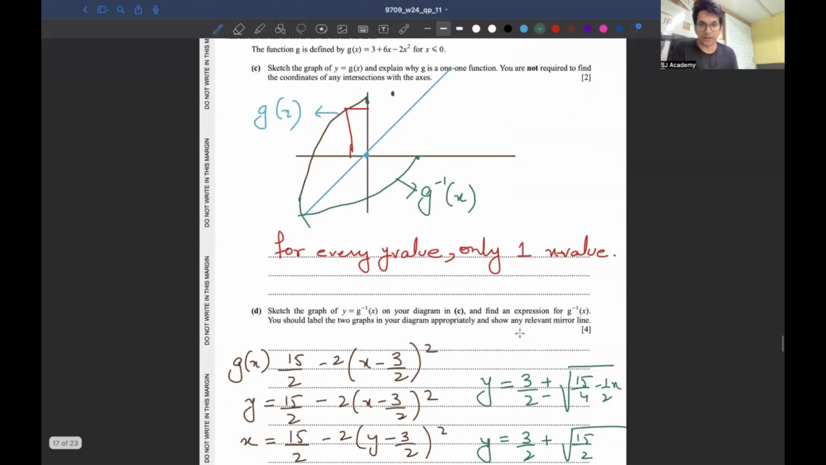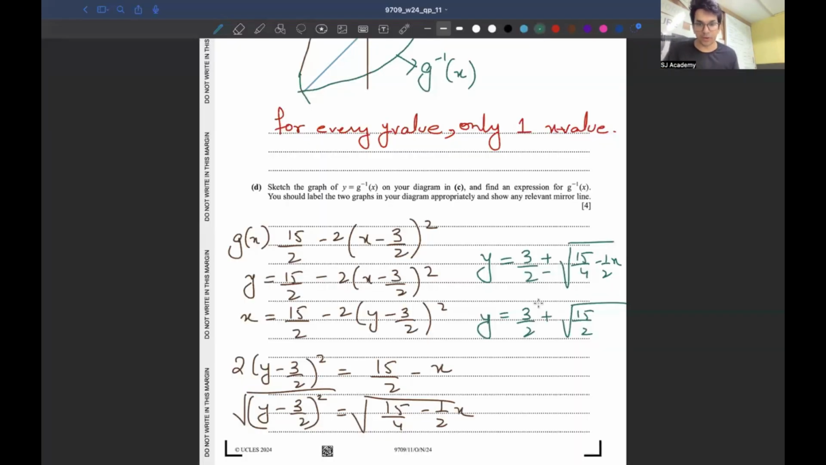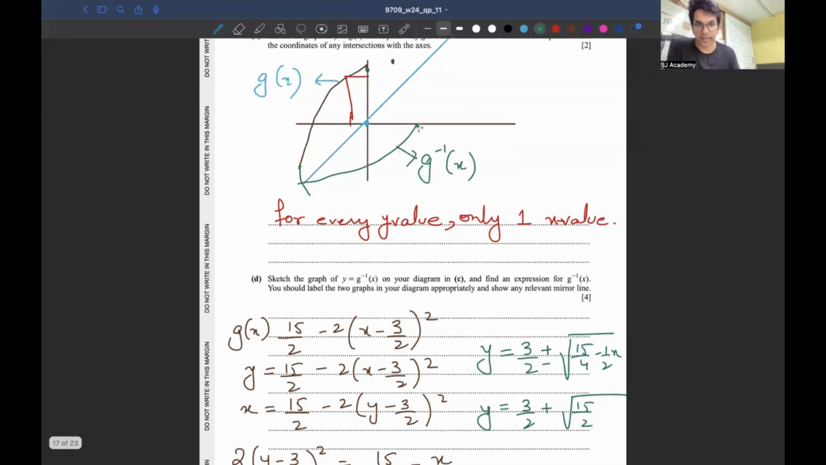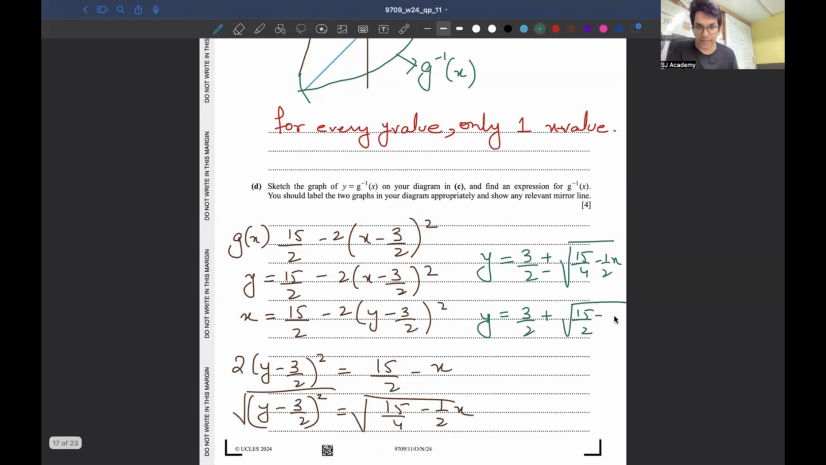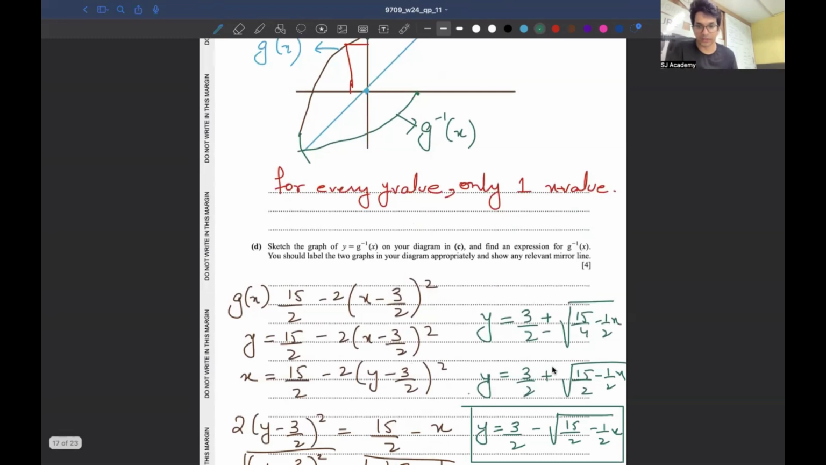So if we take the positive value over here, we know from the function that the inverse function has a range where the y values will always be less than 0. So if we take a positive value over here, this will make it positive, and that's not possible. So we'll have to take only the negative value, which is 3 upon 2 minus square root of 15 upon 4 minus 1 upon 2x. And from the graph, we can also observe that for the inverse function, it is always less than 0. So we should always have a negative sign over here.